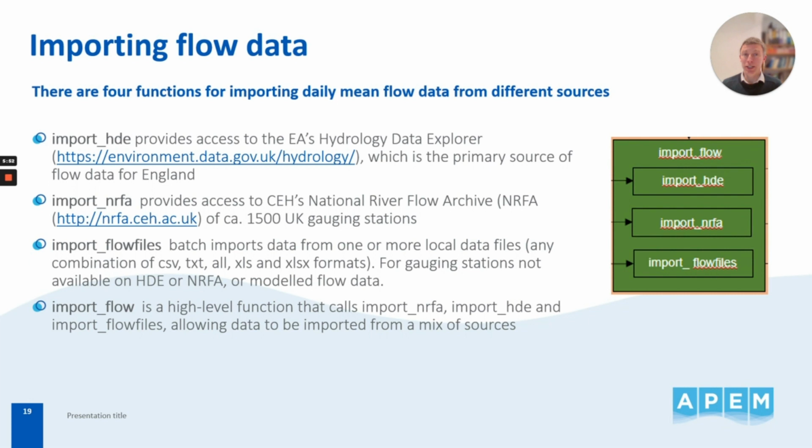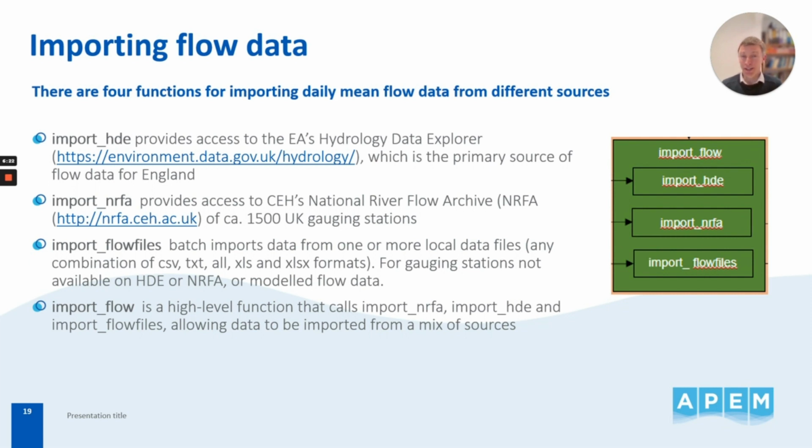If you can't find the data that you're looking for on the Hydrology Data Explorer, then another good source of flow information is from the National River Flow Archive, which is a database of information from around 1,500 gauging stations across the whole of the UK, not just England, that's maintained by the Centre for Ecology and Hydrology. And to access the data from that source, we have a sister function called import NRFA.